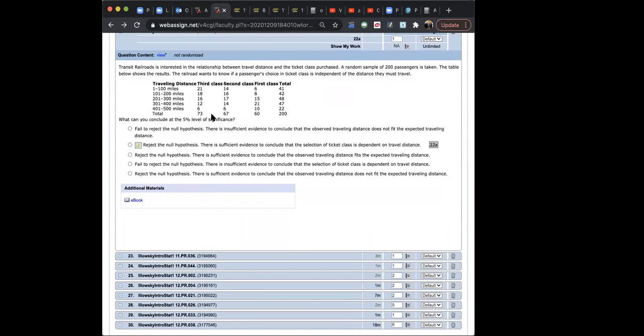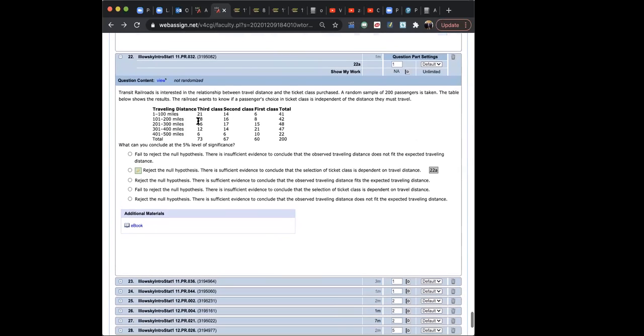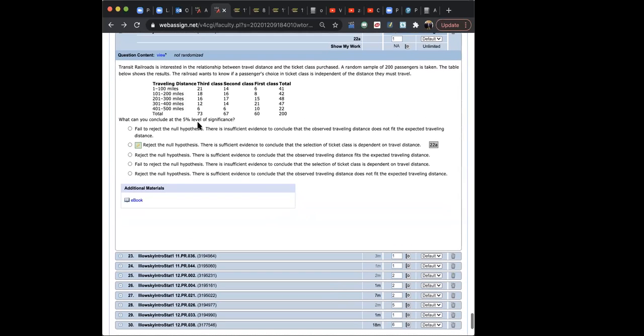In this problem, let's actually do the test for independence of traveling distance versus the type of ticket the traveler purchases. We'll test at the 5% level that these two attributes are independent, okay? So let's go ahead and do the calculation in StatCrunch here. I think I have the results here.